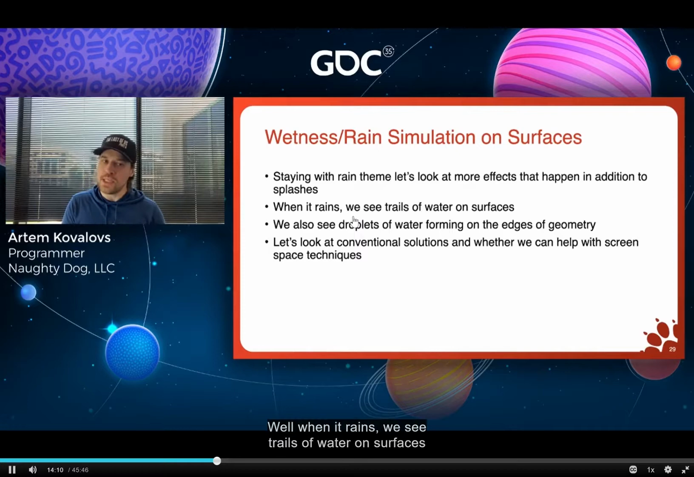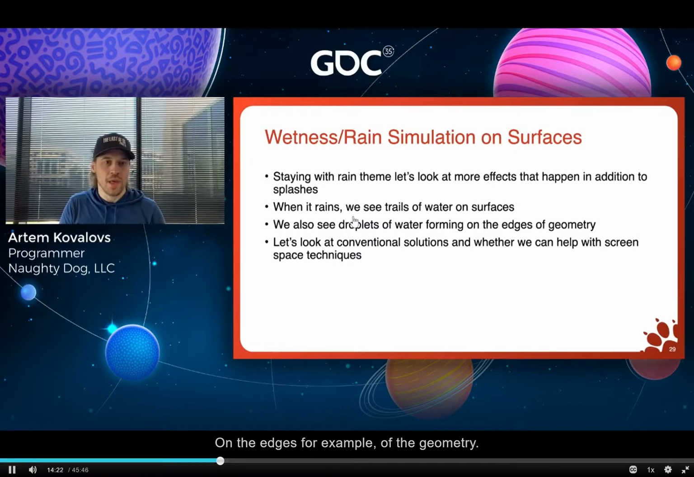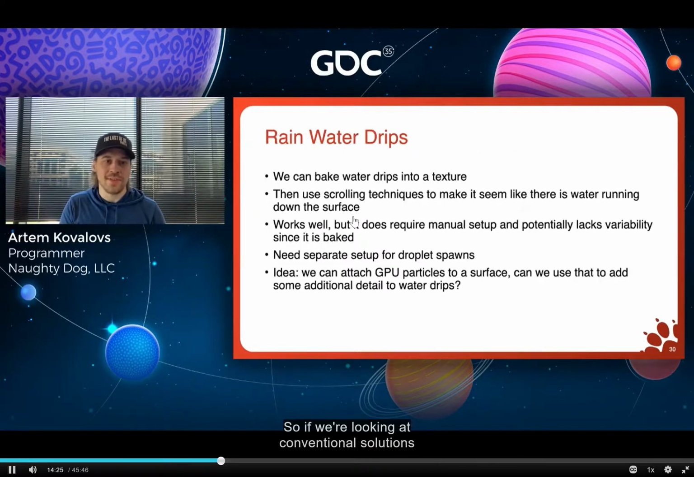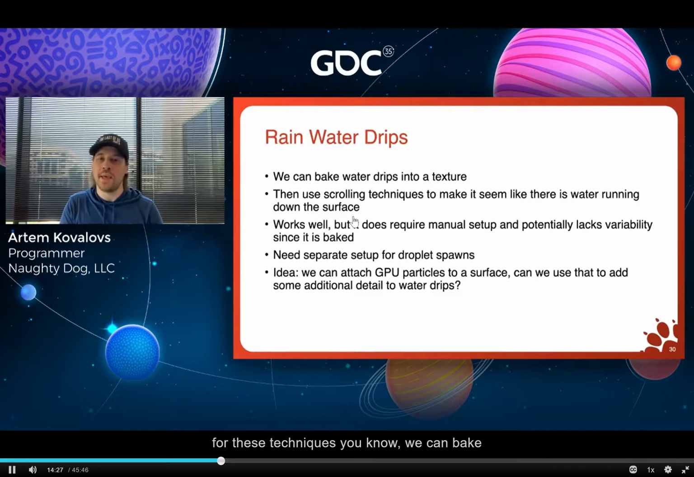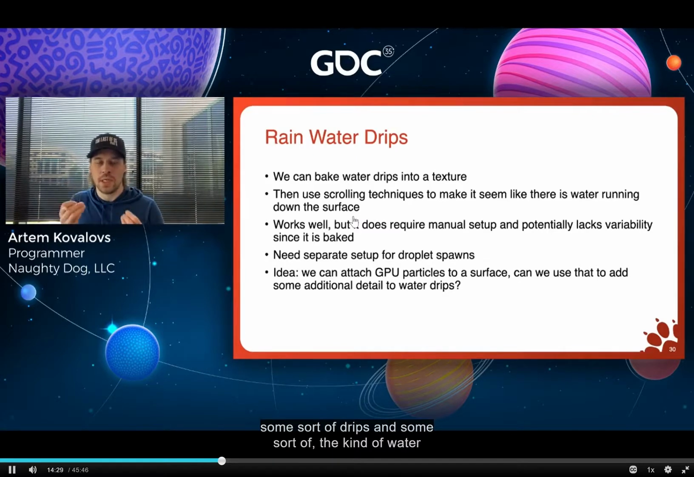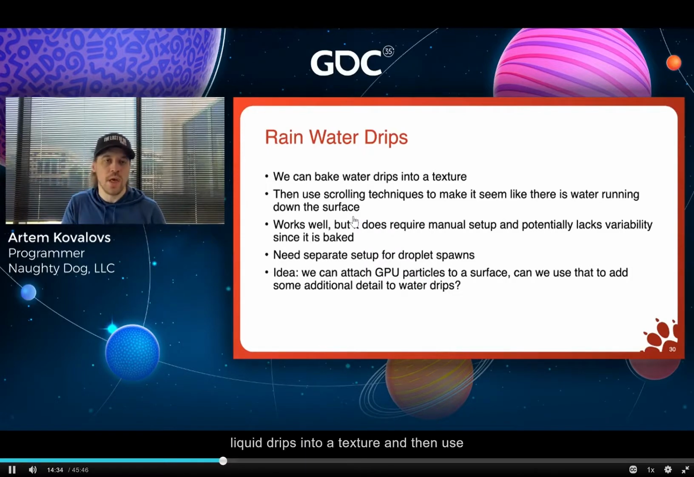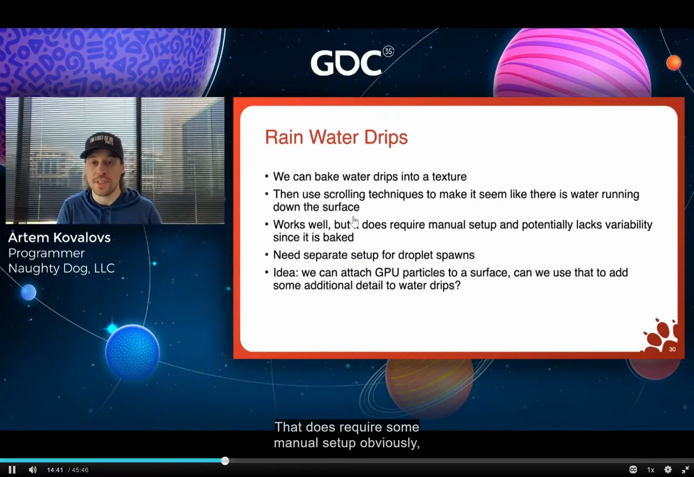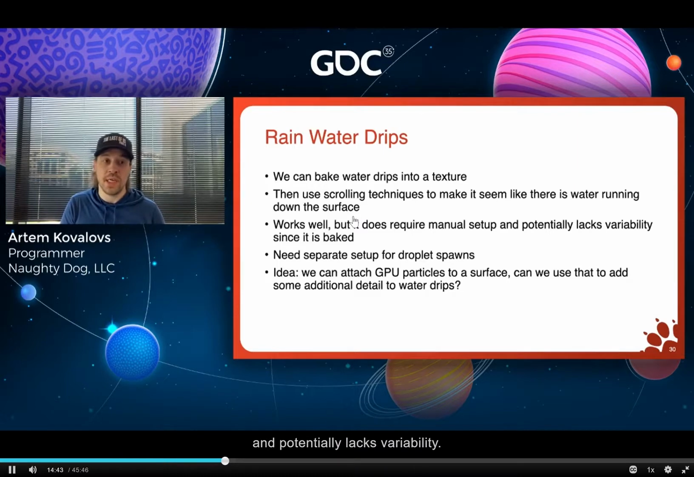Well, when it rains, we see trails of water on surfaces. And we also see droplets. There's trails of water, and there's droplets falling off the geometry, on the edges, for example. So if we're looking at conventional solutions for these techniques, we can bake some sort of water liquid drips into a texture, and then use some scrolling techniques to do that. That works fine. It does require some manual setup, obviously, and potentially lacks variability.